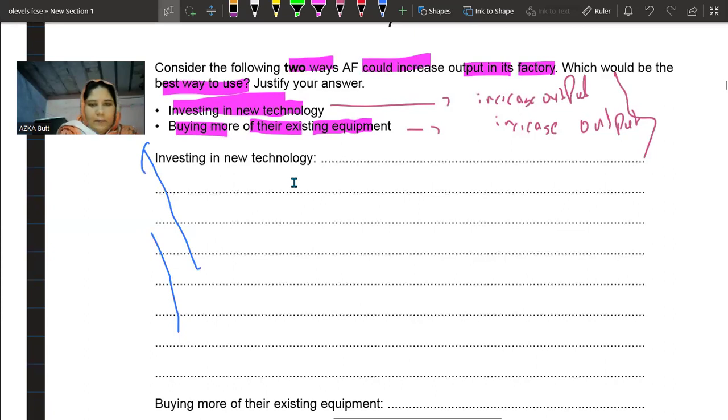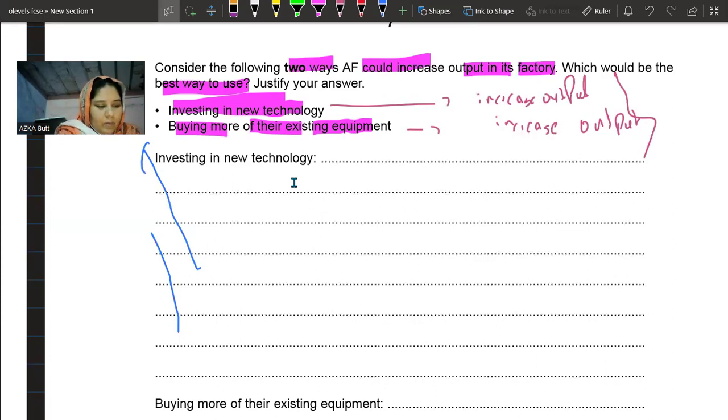If we are investing in new technology, it means that our productivity can increase, and it will allow us to produce a greater quantity of meals, and that's how it can increase our sales if our output is sold. So this is the advantage of investing in new technology.